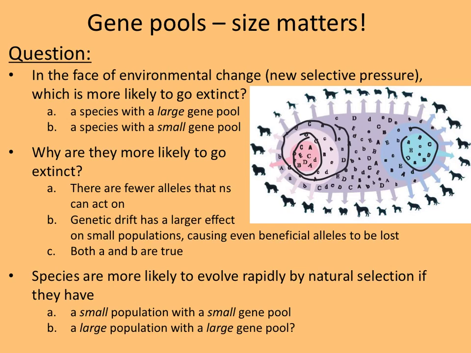They have fewer alleles. Genetic drift also has a larger effect. And so both A and B are true. Species are more likely to evolve rapidly by natural selection if they have a small population and a small gene pool, or a large population and a large gene pool. Large. Evolution is much more efficient with more alleles to choose from than a small population.